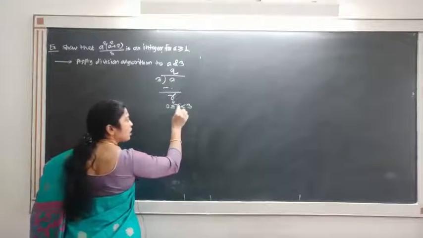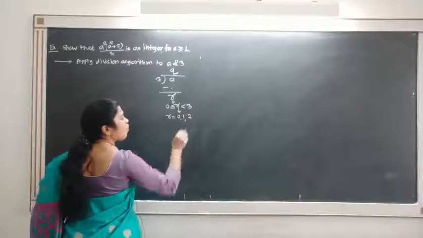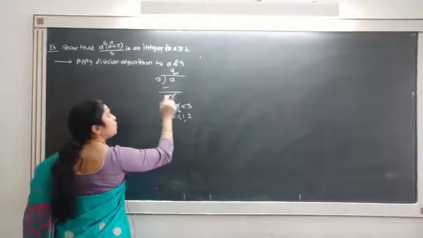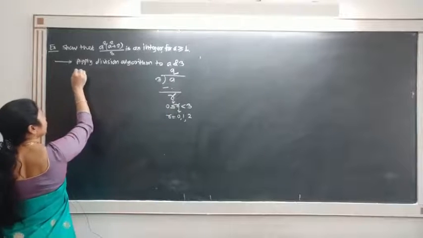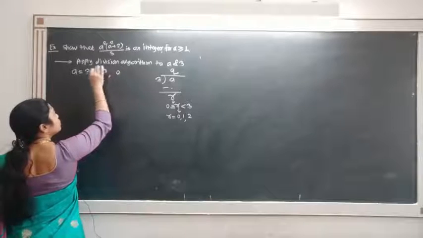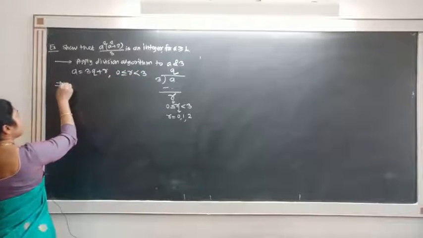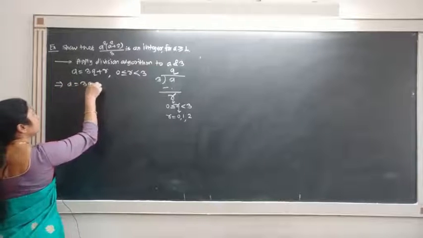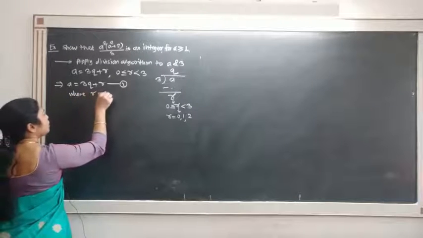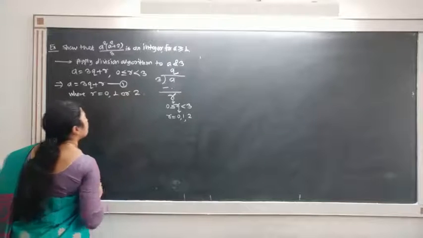And because r lies between 0 and 3, r takes the value 0 or 1 or 2, and we get a is equal to 3q plus r. So by the division algorithm, we have a is equal to 3q plus r with 0 less than or equal to r less than 3. This implies that a is equal to 3q plus r, where r is either 0 or 1 or 2. So consider one by one.